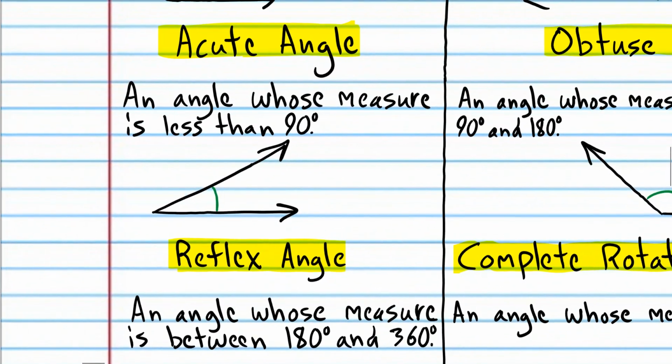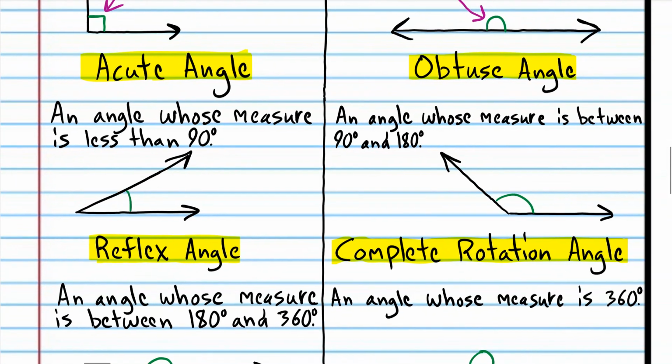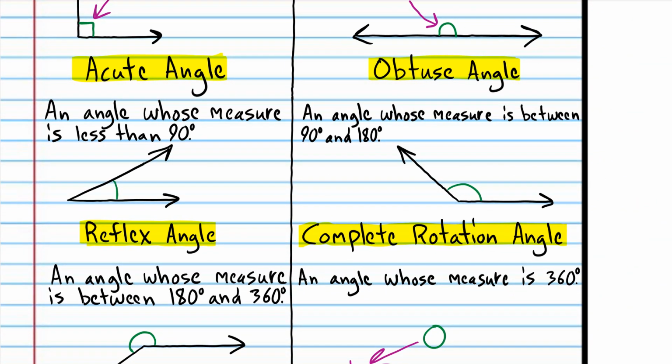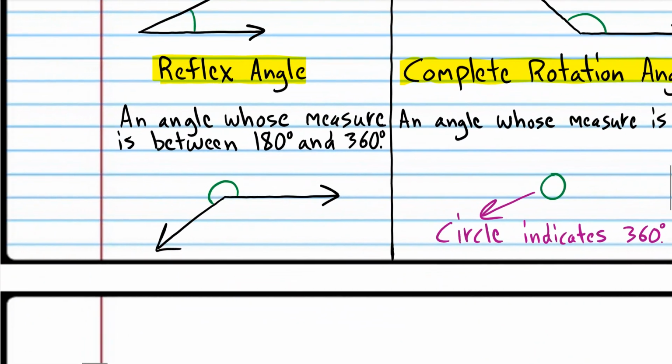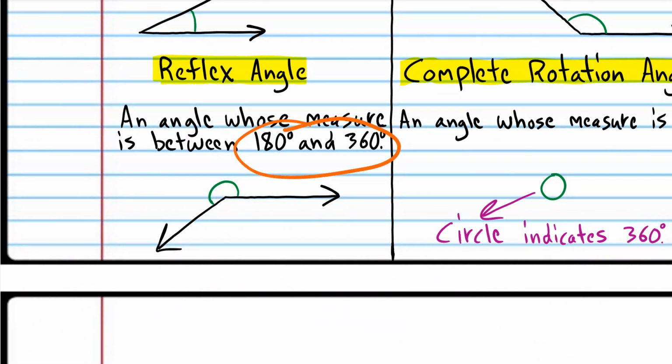Now, an acute angle is an angle whose measure is less than 90 degrees. So the measure of this angle, for example, would be about maybe 30 degrees. That's an acute angle. An obtuse angle is an angle whose measure is between 90 degrees and 180 degrees. So the angle measure here would probably be about 130 or 140 degrees. So it's between 90 and 180. We call it an obtuse angle. And a reflex angle is an angle whose measure is between 180 and 360. For example, this angle measure would be about maybe 215 degrees, somewhere around there.